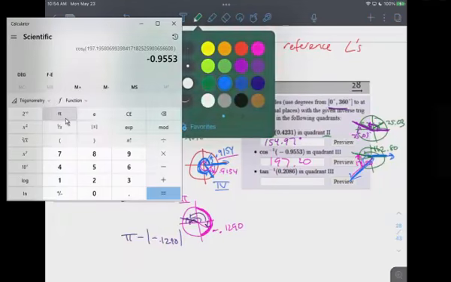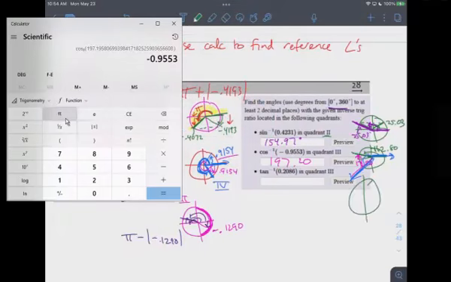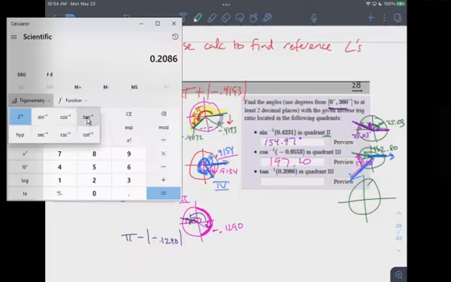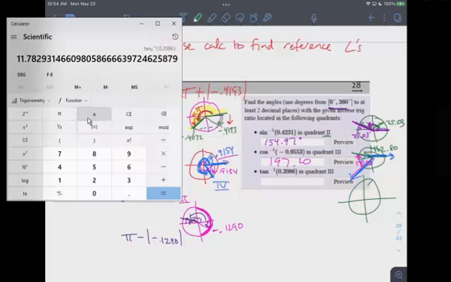Okay, and then the final one, I have the inverse tan. I take my ratio, 0.2086. The inverse tan tells me what angle has that as the tangent ratio, and it's going to be 11.78 degrees, so right here, 11.78. So there's my reference angle.